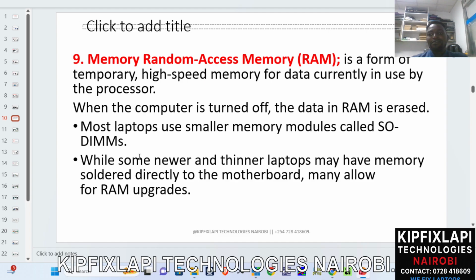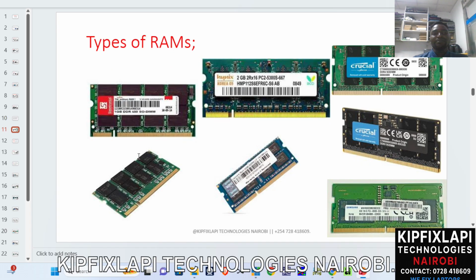Yes, sometimes you might find your computer has RAM soldered on the board, and you might find that it also has a slot for an external RAM stick. You can upgrade by adding another RAM stick. So these are some of the types of RAMs.